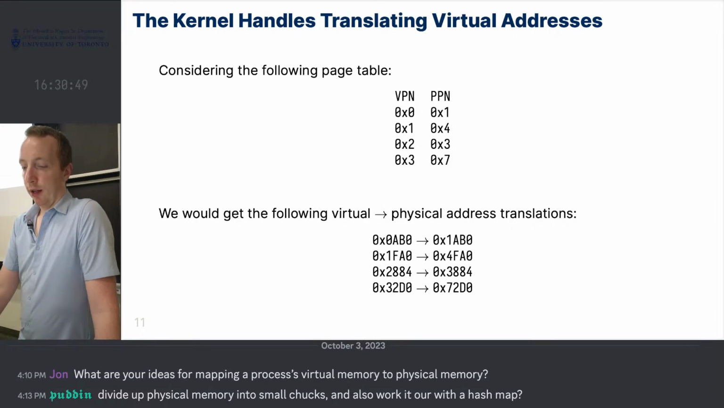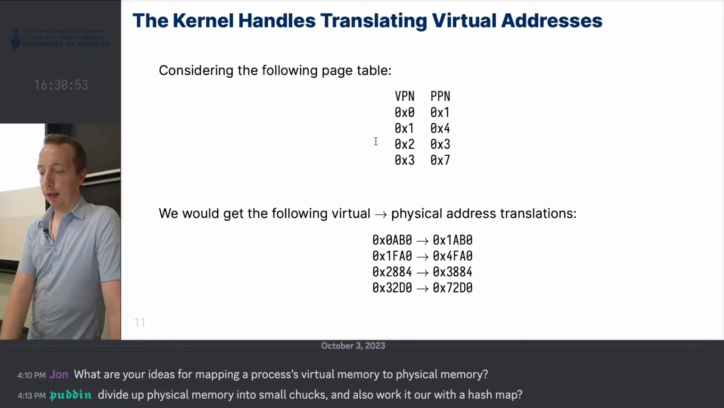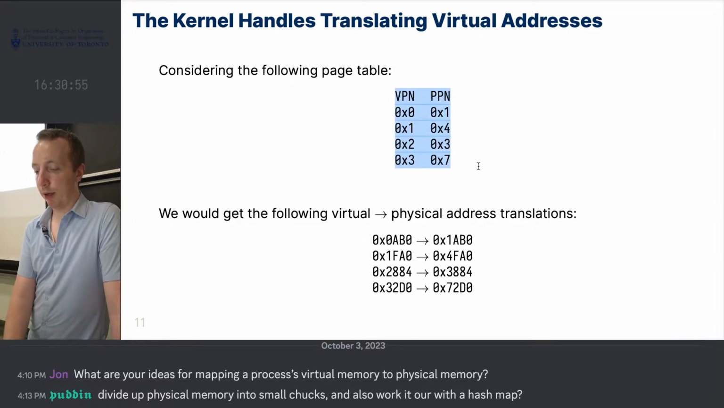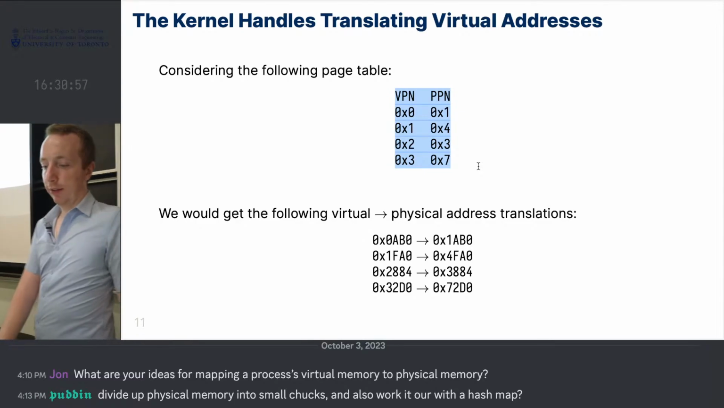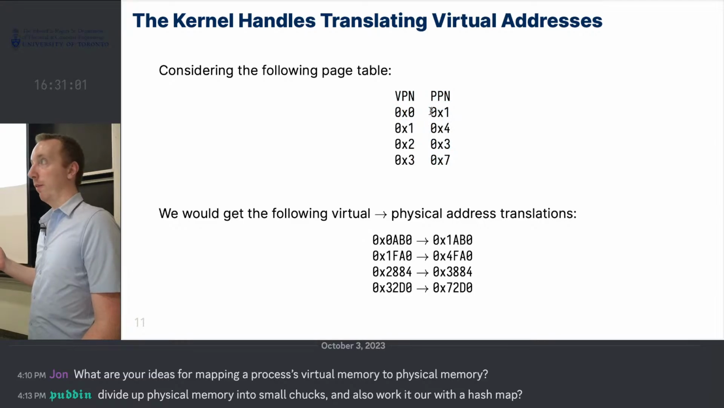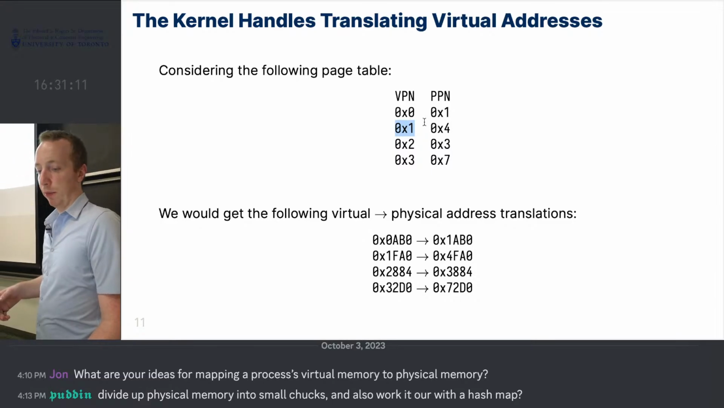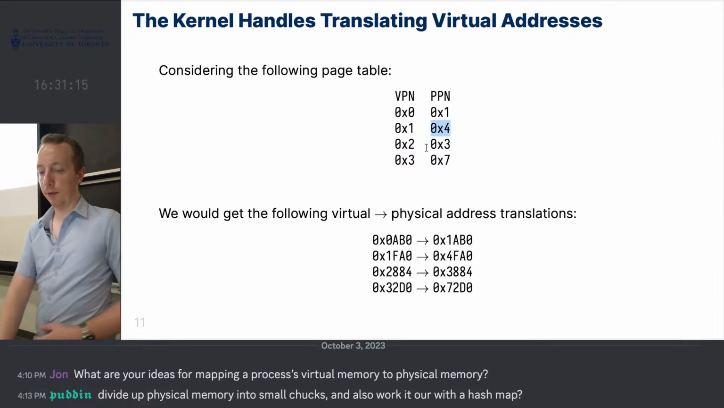So, the kernel is what keeps track of all the page tables. If we have a simplified version of our page table, where we just list the virtual page number, which is the index, and then which physical page number it maps to, this would mean that virtual page number 0 maps to physical page number 1, virtual page number 1 maps to physical page number 4, and so on and so forth.